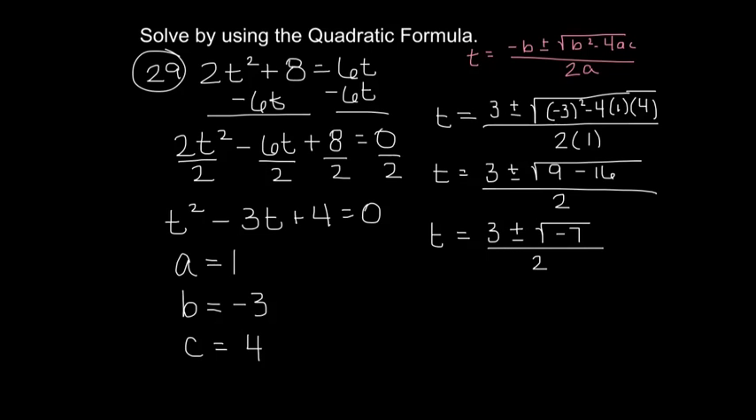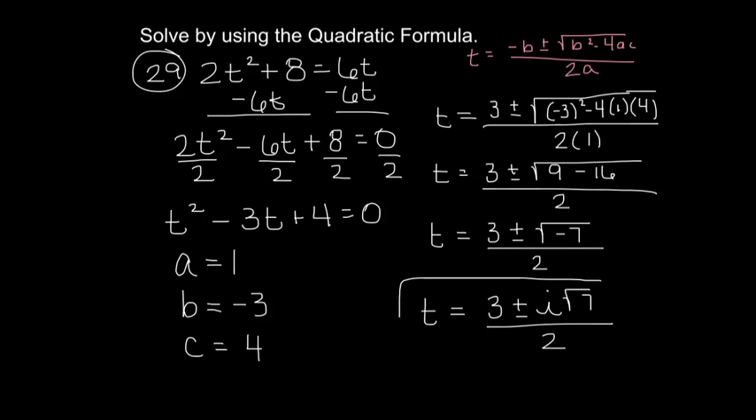The only thing that I can do to simplify this is to acknowledge that I have a square root of a negative number, so I have to make sure I bring out that imaginary unit. This leaves me with 3 plus or minus i square root of 7 all over 2. There's nothing I can divide all three of those terms by, so this is simplified.